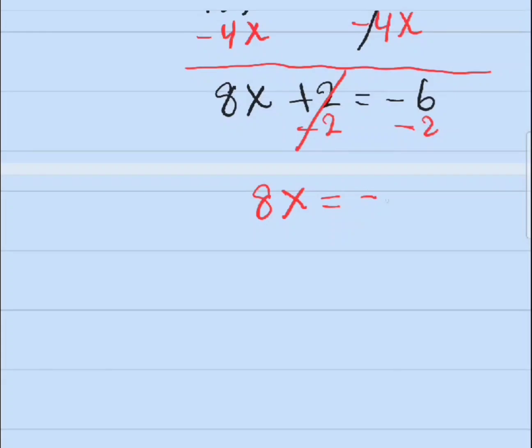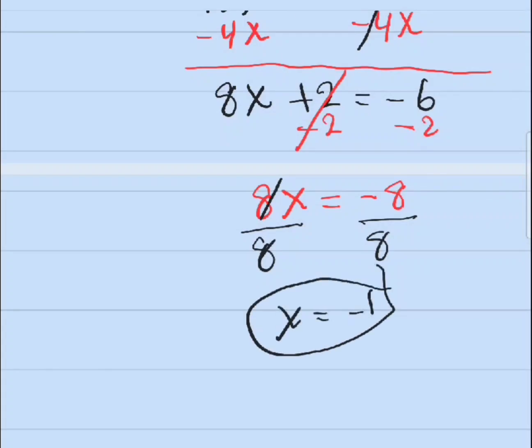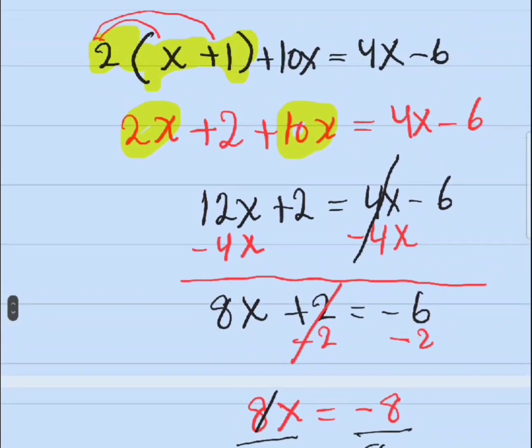All right. And last but not least, now I have this real basic equation. I'm going to divide both sides of the equation by 8, and I get x is equal to negative 1. That is the solution. So what you're doing is taking this big equation and whittling it down.